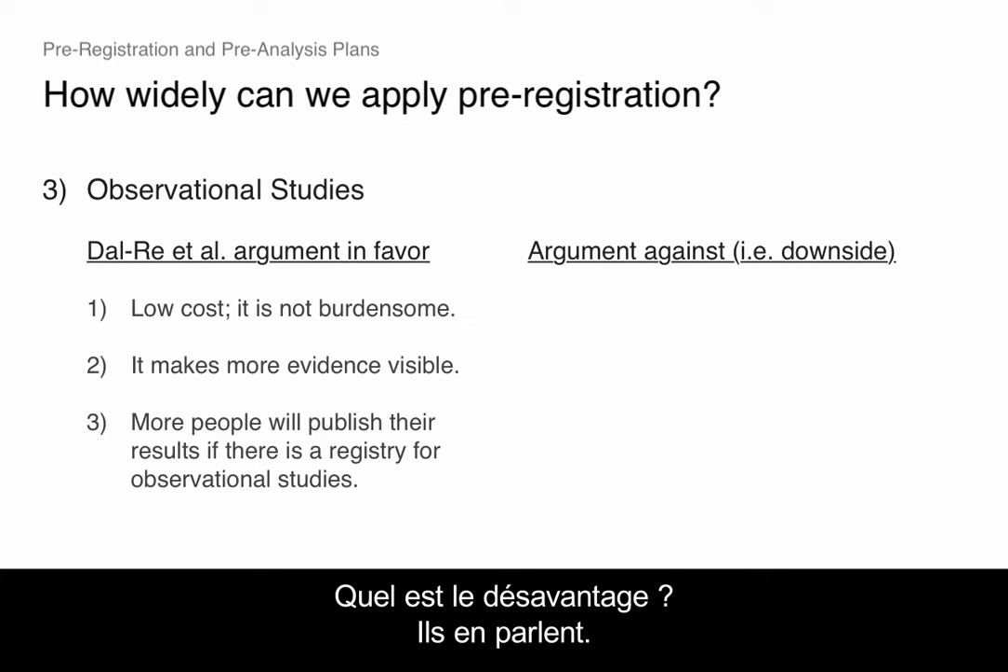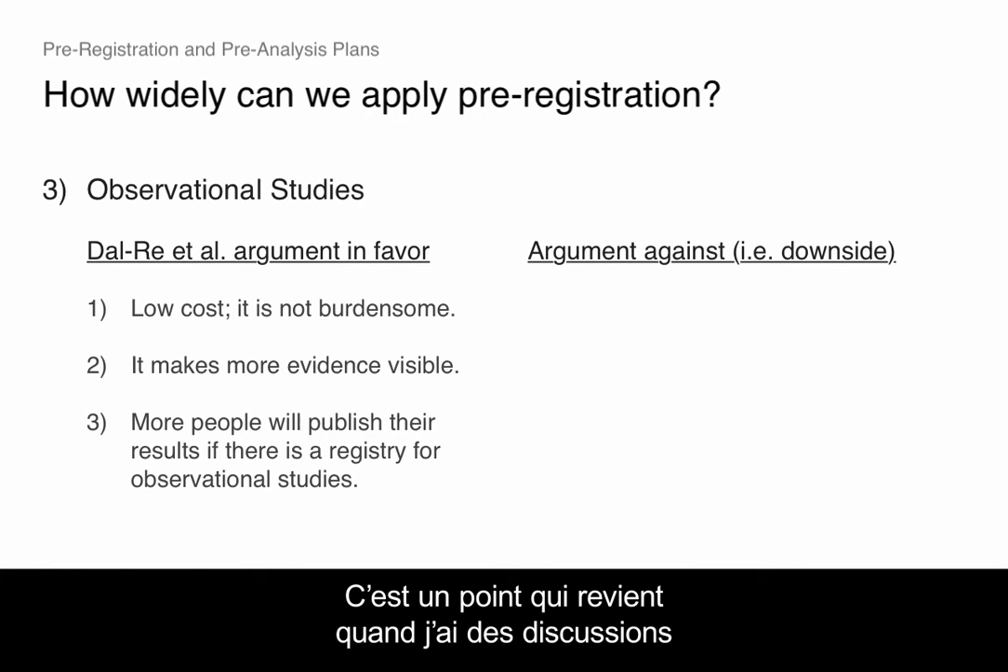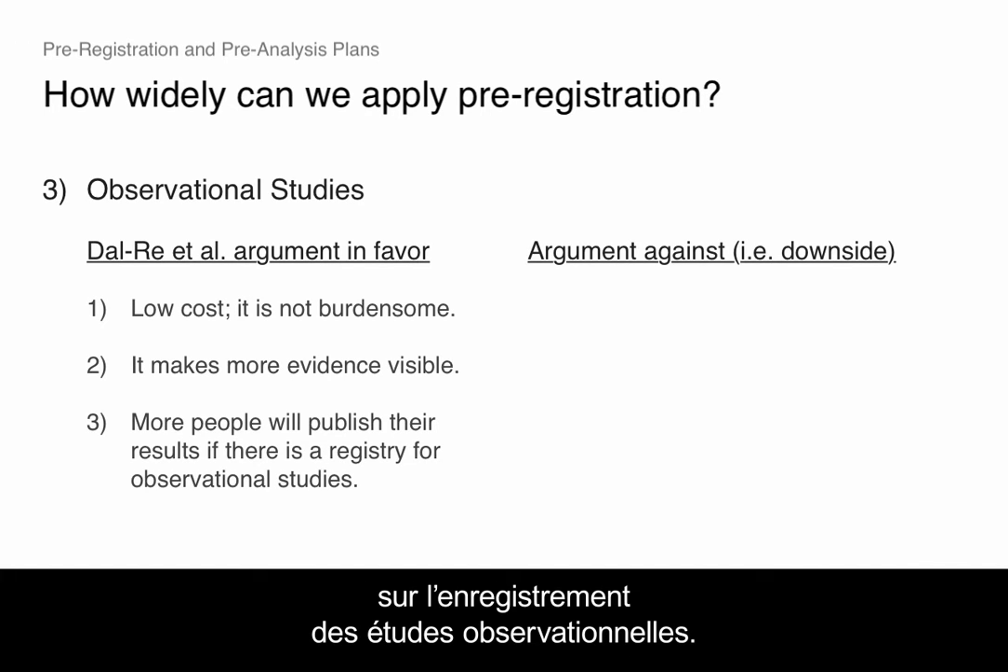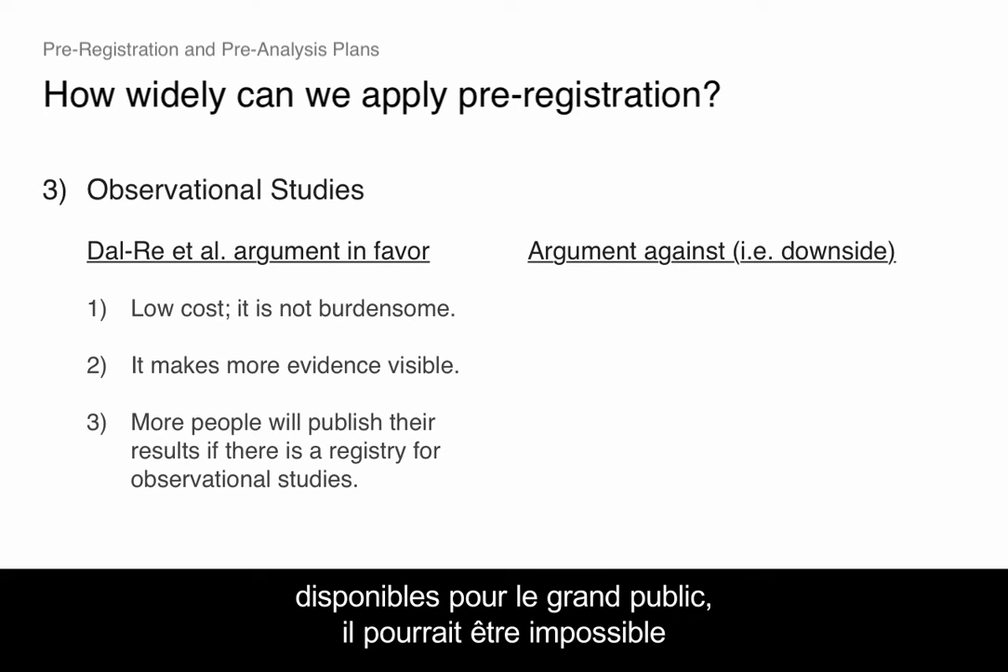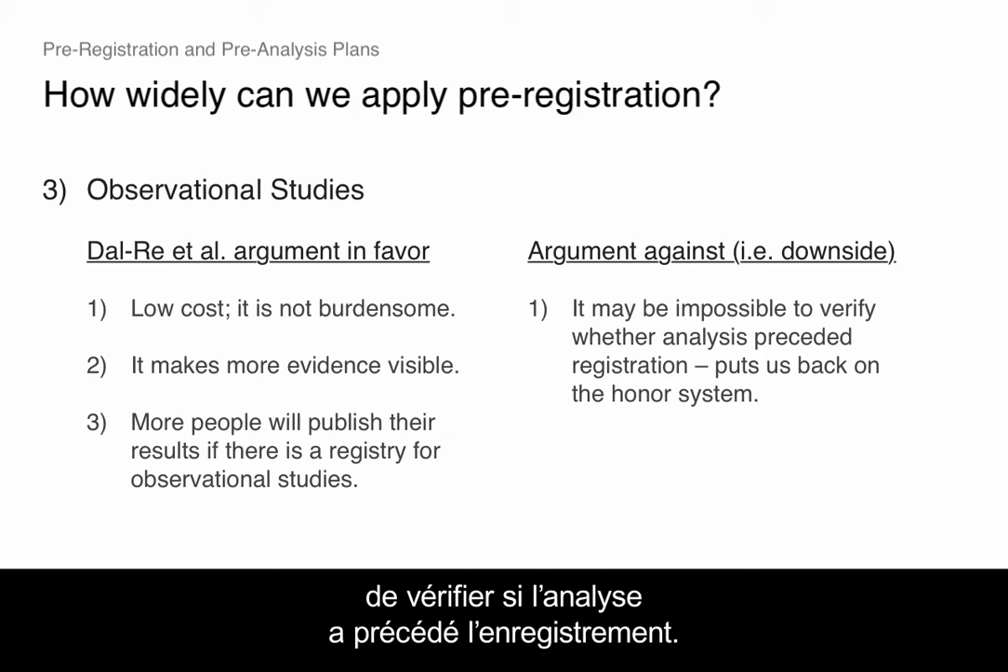What's the downside? They talk about this downside. They kind of brush it off. But I think this is the big downside. And this is the point that comes up whenever I discuss registering observational studies with people, which is the following. If we're talking about registering studies using easily available, publicly available data, it may be impossible to verify whether the analysis preceded the registration.